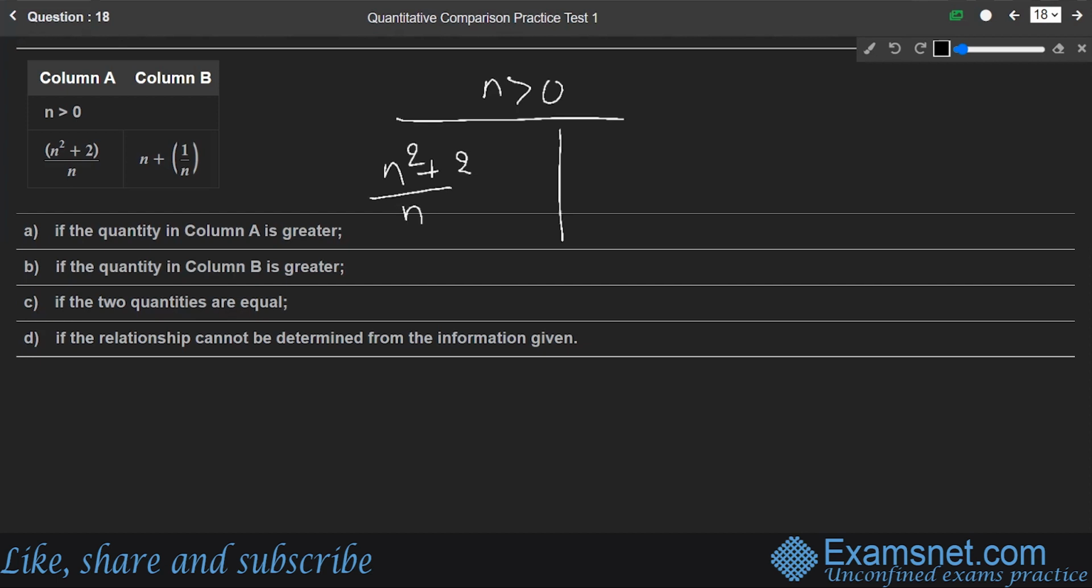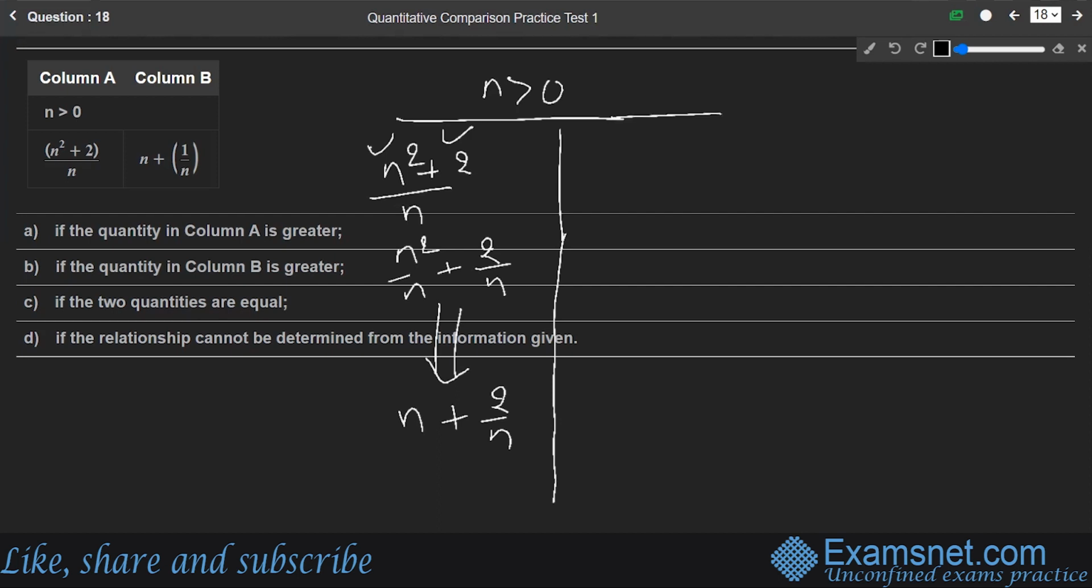If we solve this, we can divide the numerator by n. So it becomes n square by n plus 2 by n, which is nothing but n plus 2 by n. So this is on the left hand side, n plus 2 by n. If we compare the right hand side, the right hand side value is n plus 1 by n.